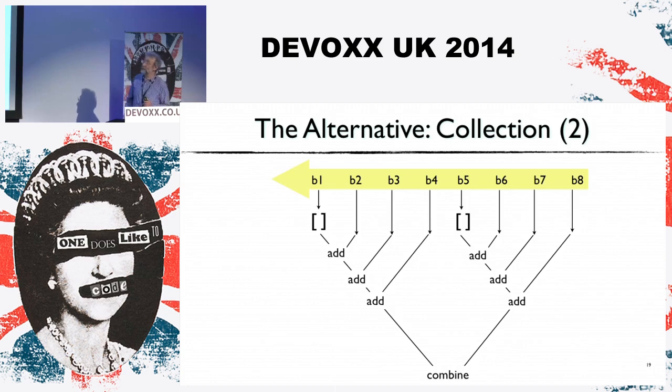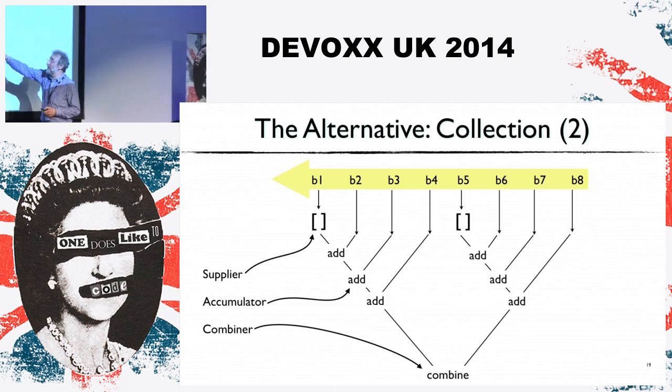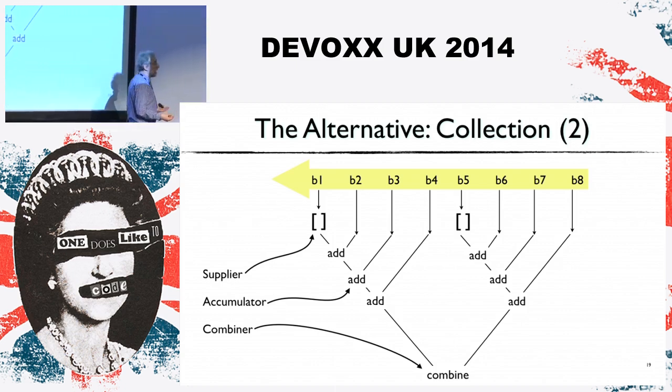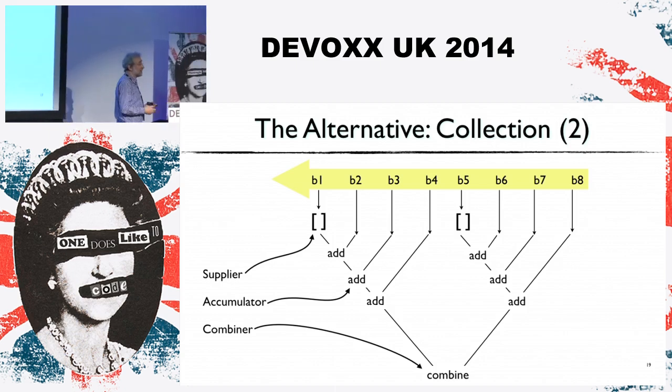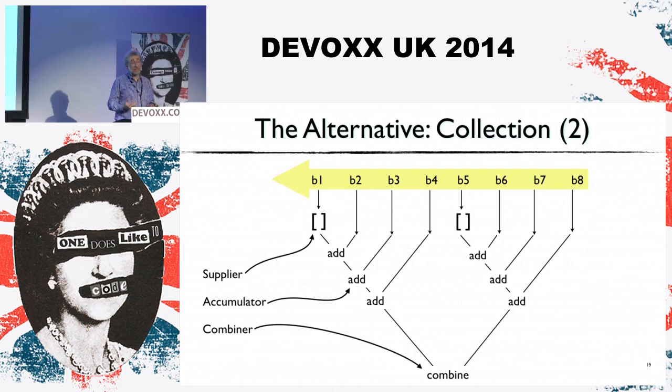So here's what collection looks like on the same diagram as before. The supplier creates a new empty container. The accumulator can be used lots of times, and in the case, for example, of adding to a list, the example I gave was, I said we weren't able to use the add method previously, but we can use it now because the accumulator doesn't assume, this pattern doesn't assume immutability. And then the combiner is addAll, as before.